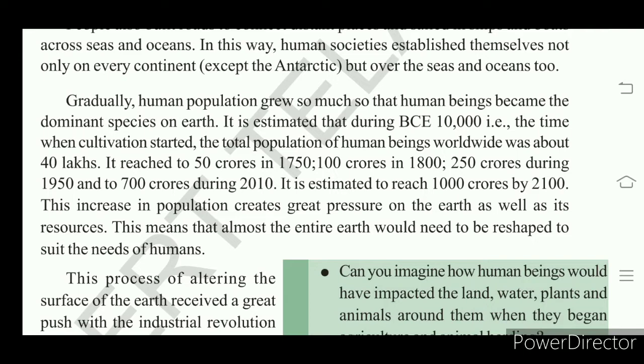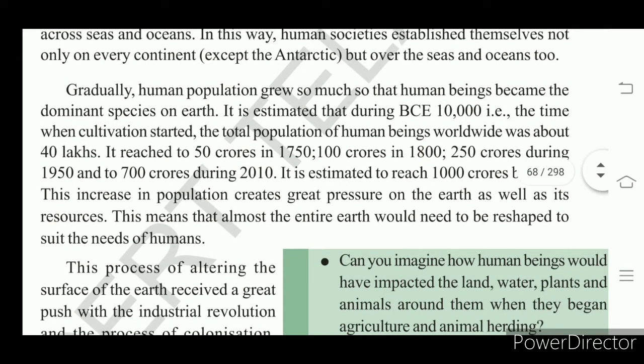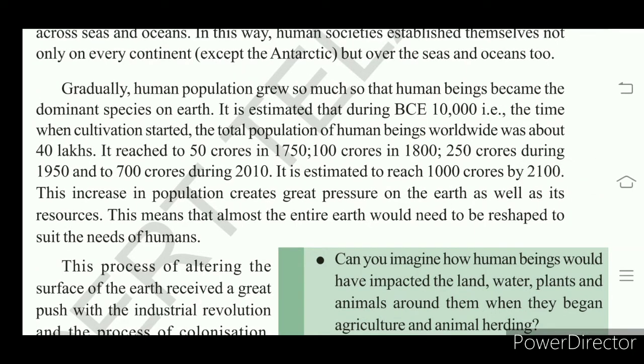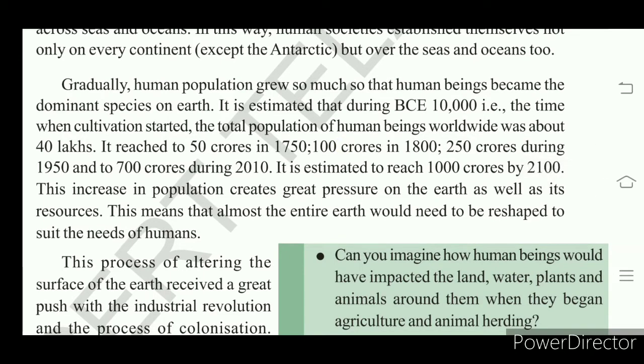So as the population increases, the needs of the people also increase. That is food, shelter, right? Then clothing and other things which are needed by the people also increase along with the increased population, and this increased population has to adjust to the same earth.